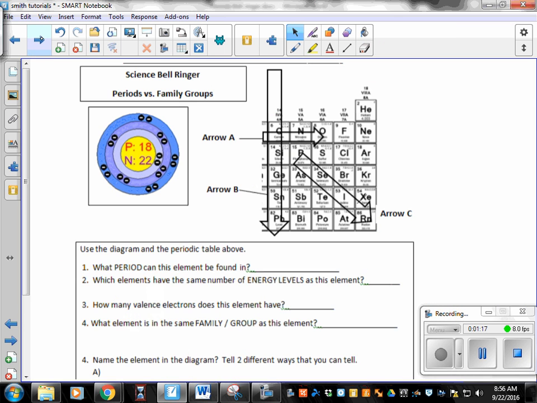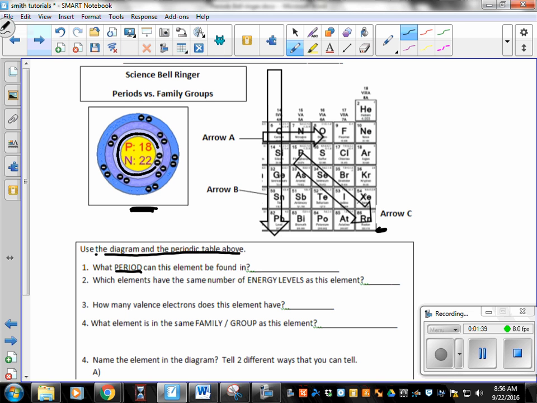Okay, so let's go over the bell ringer. That's going over periods and family groups. Use a diagram and the periodic table above. So I'm going to look at this diagram and this periodic table. What period can this element be found in? I want you to be able to tell by the number of rings in the diagram. So this is 1 ring, that's period 1. That's the 2nd ring, that's the 3rd ring. It has 3 rings, so it's going to be here in period 3. 1, 2, 3, right here.